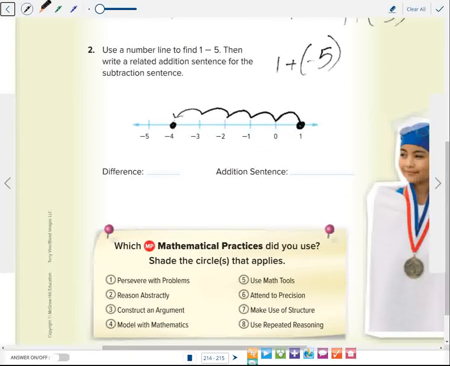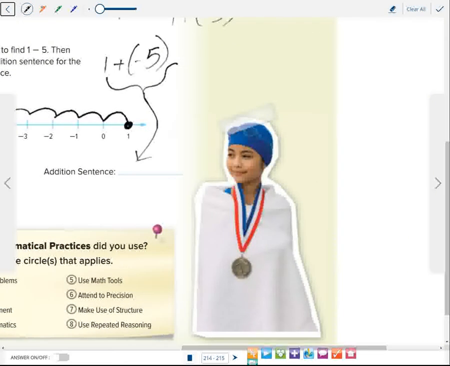The difference, or the answer to a subtraction problem, is -4, and the addition sentence we wrote up there, 1 plus -5. And here's the person that won her gold medal, because she just got out of the pool. And she won. Yay, good for her.